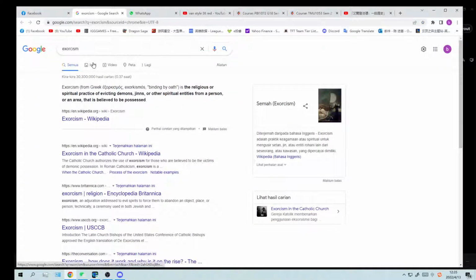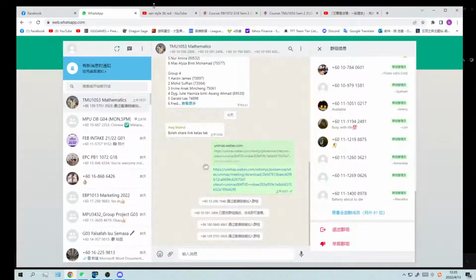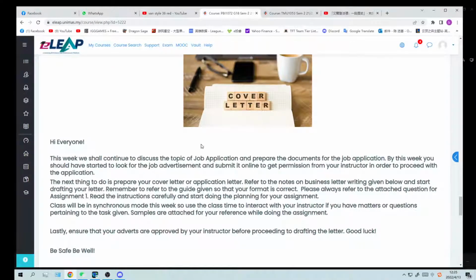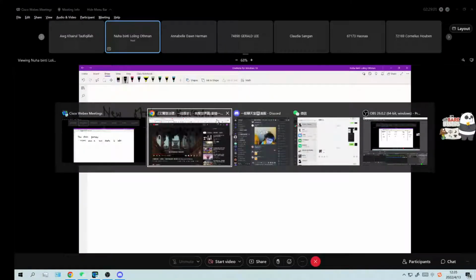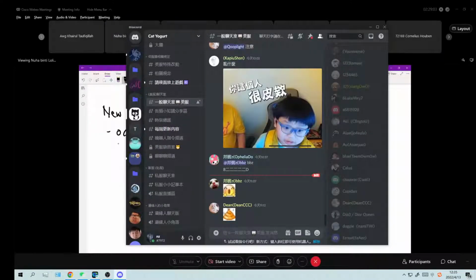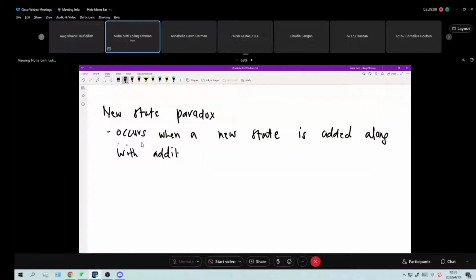So it occurs when a new state is added along with additional seats.